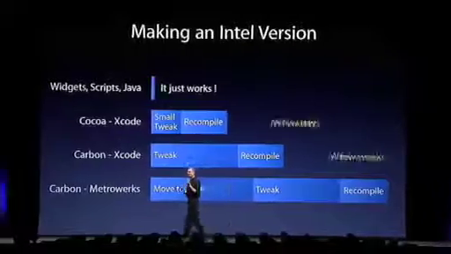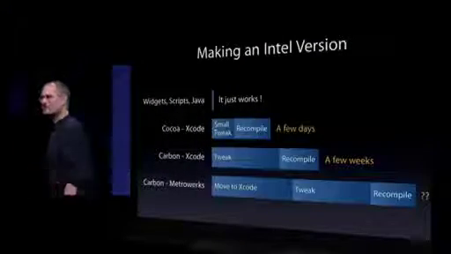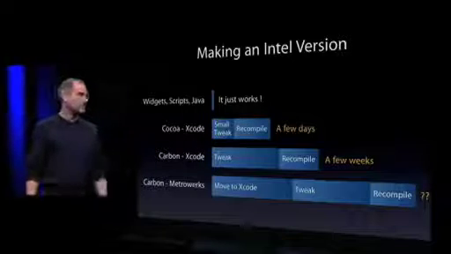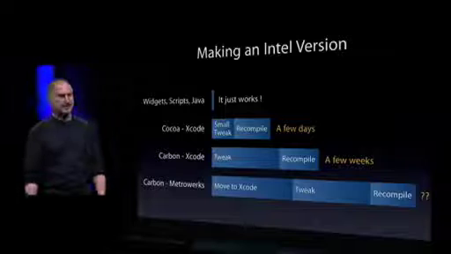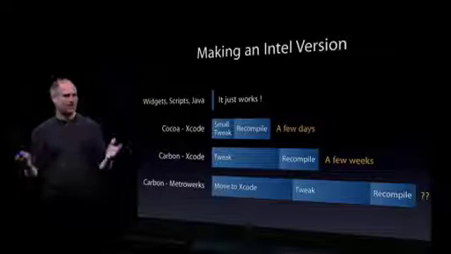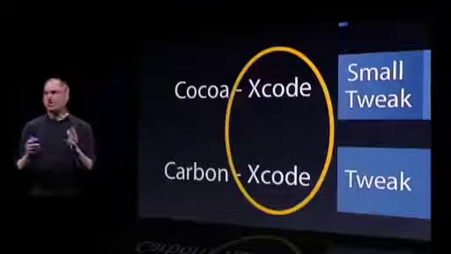So, let's take a look at this again. Widgets, scripts, and Java just work. Cocoa apps, literally a few days, and your Cocoa app's going to be running with an Intel version. Carbon apps, it's going to be a few weeks, a few more tweaks, although there are exceptions to that. We may be overstating it here, which we'll see in a minute. And in Metrowerks, again, we don't know. You've got to get to Xcode. So the key here is getting to Xcode.